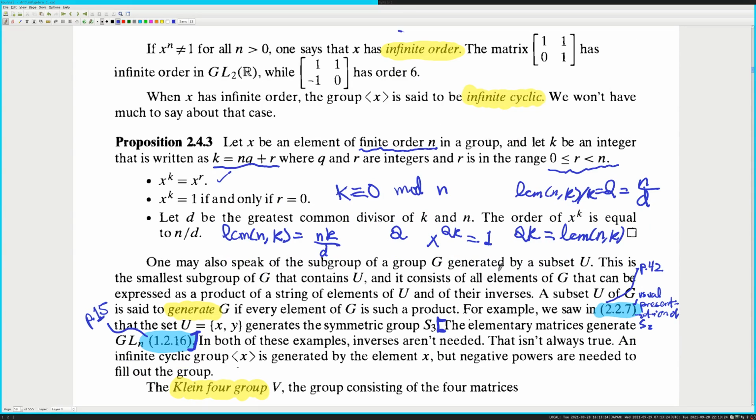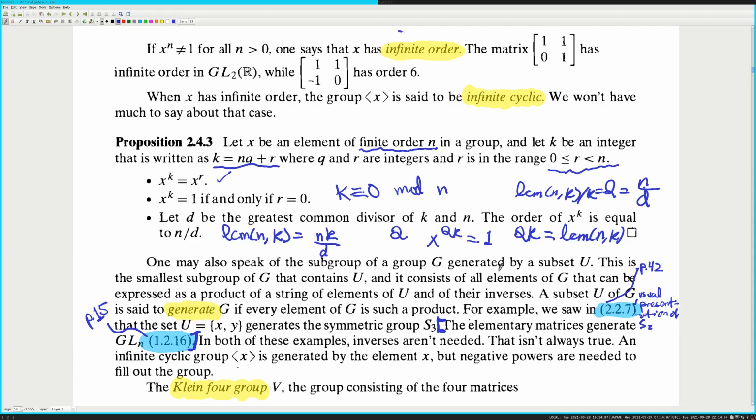One may also speak of the subgroup of a group G generated by a subset U. This is the smallest subgroup of G that contains U, and it consists of all elements of G that can be expressed as a product of a string of elements of U and of their inverses. A subset U of G is said to generate G if every element of G is such a product. For example, we saw in 2.2.7 that the set U equal to {x, y} generates the symmetric group S3.